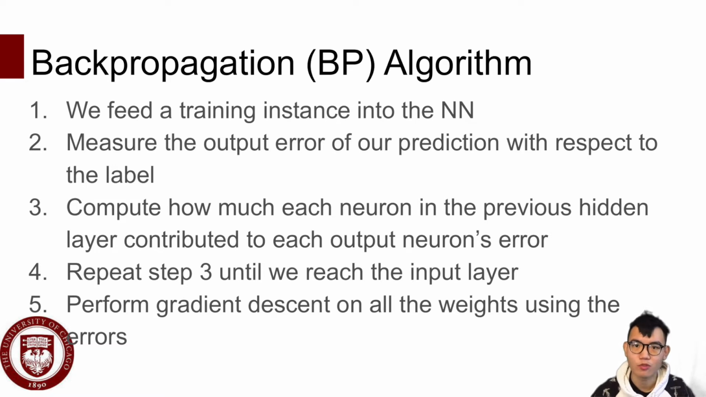Finally, we perform gradient descent on all the weights, meaning we use the errors that we calculated to help us update the weights to increase the correctness of our model. We can then repeat this process for the data samples. When we finish going through all the data samples, we can perform backpropagation again and again until our model stops improving.